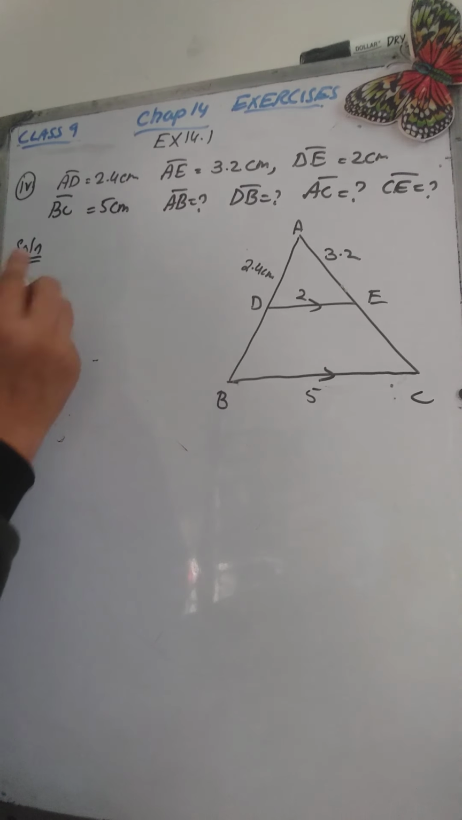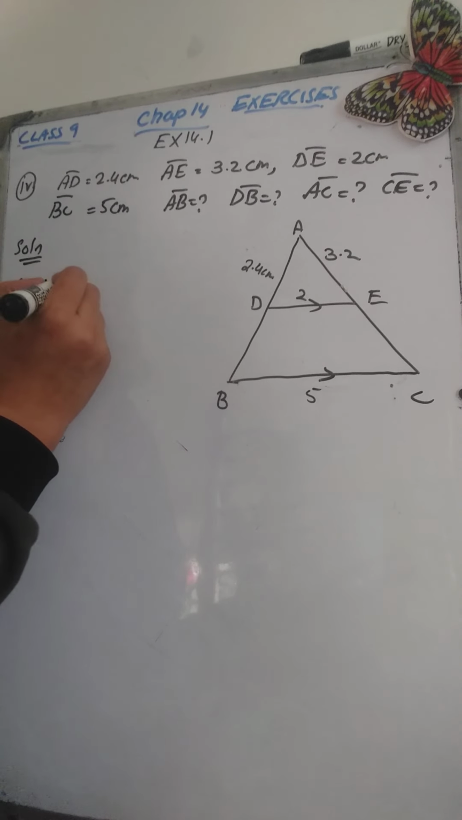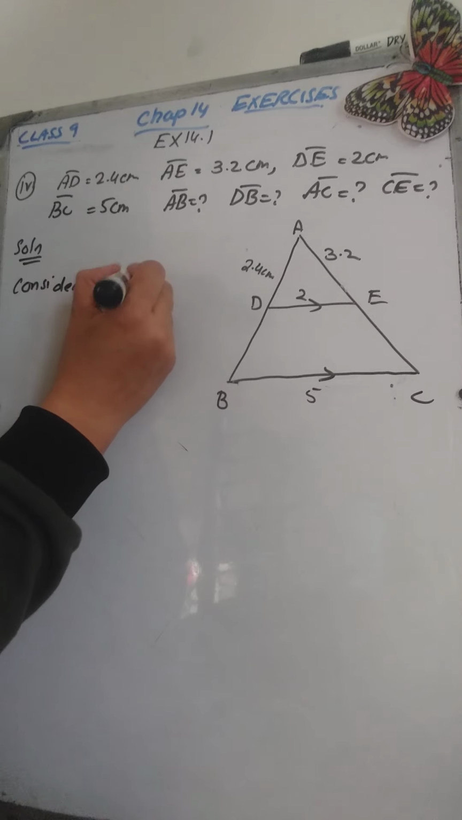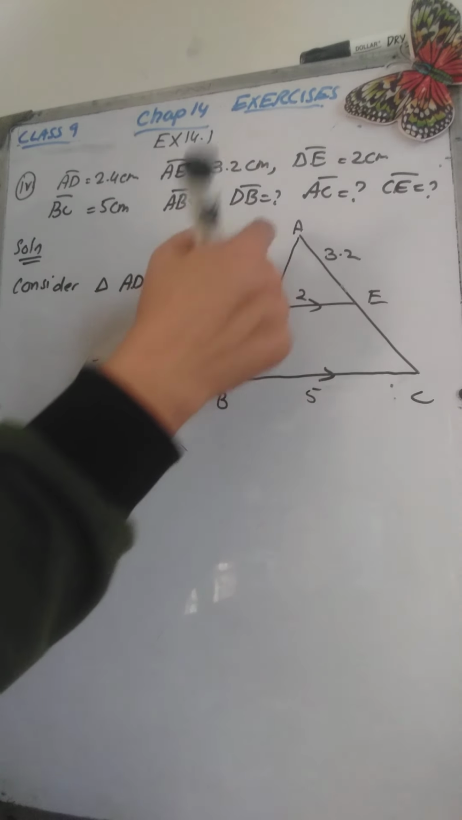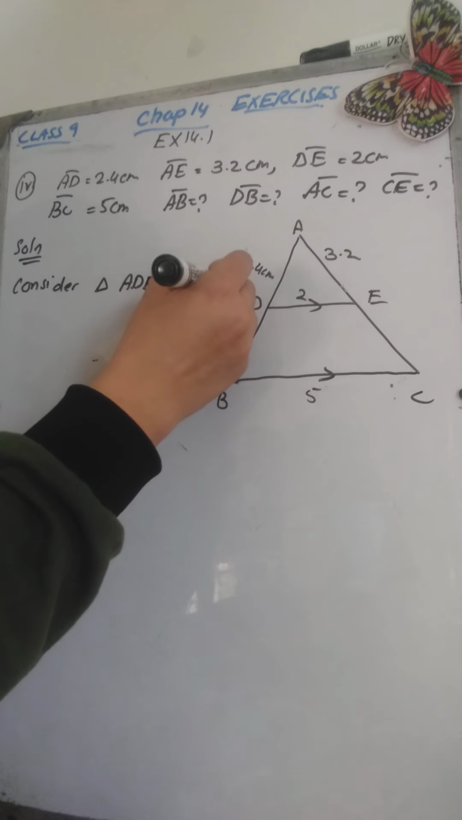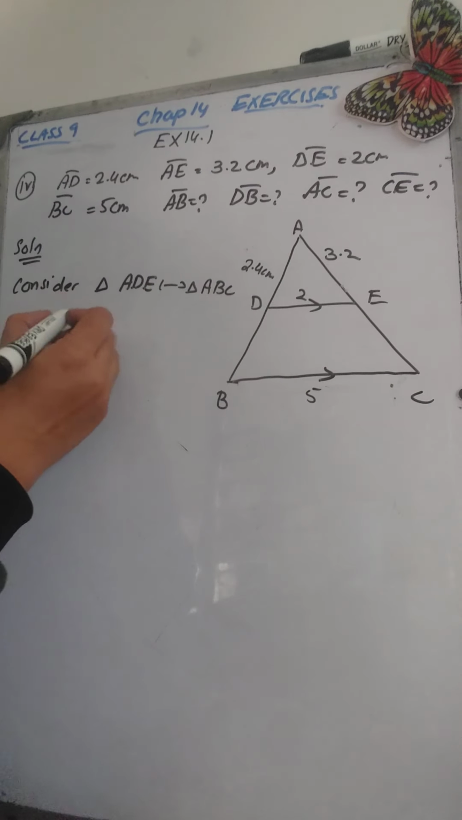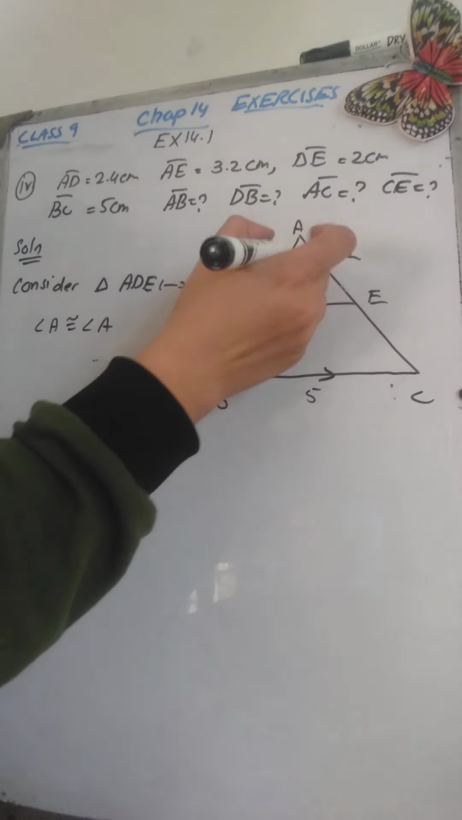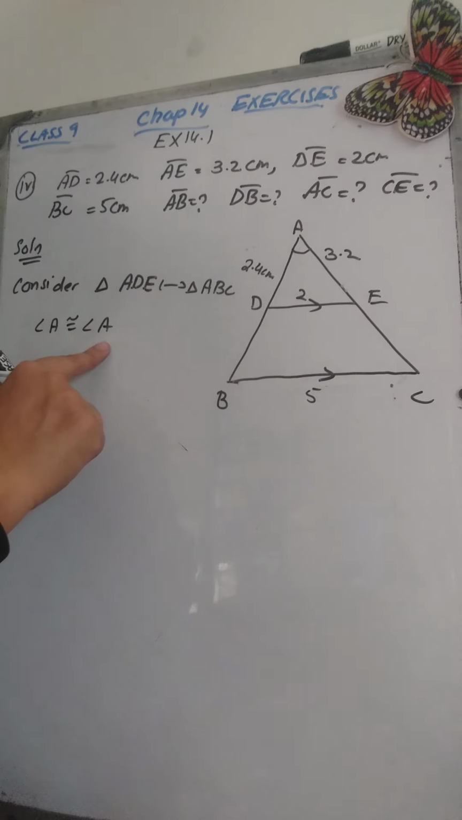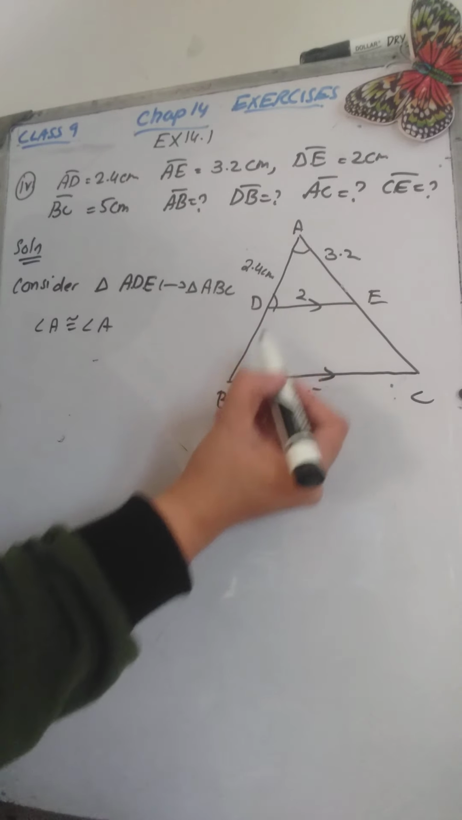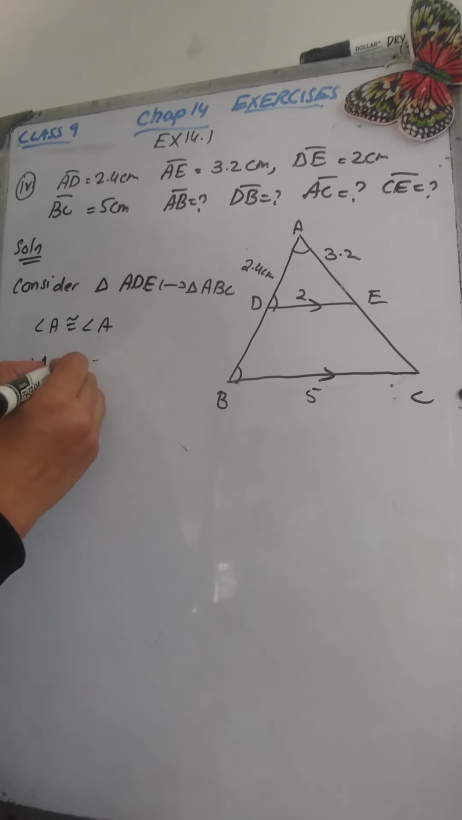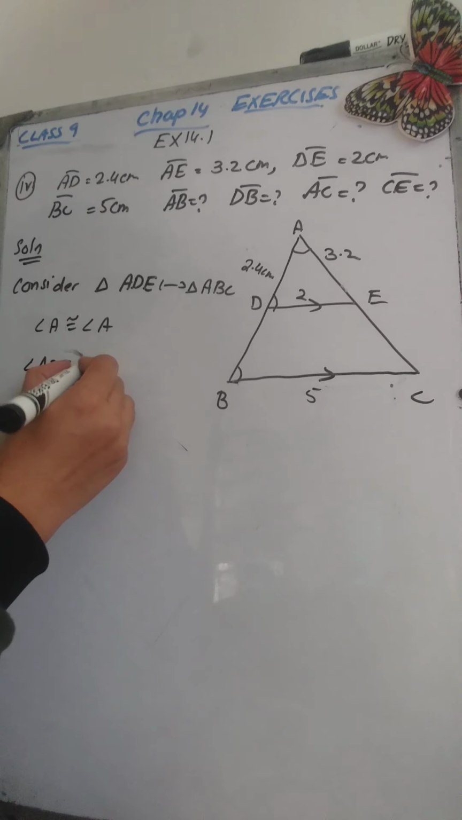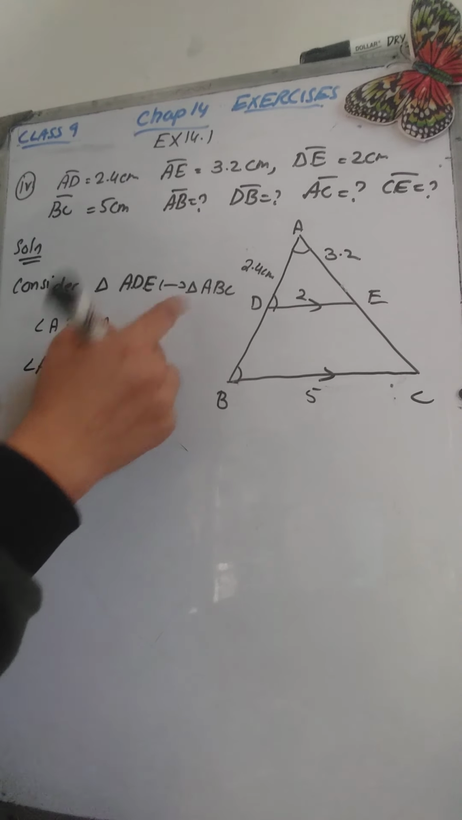Now consider triangle ADE and triangle ABC. We know that angle A is congruent in both triangles, because it is the common angle of both triangles. Now angle ADE will be congruent to angle B of triangle ABC.